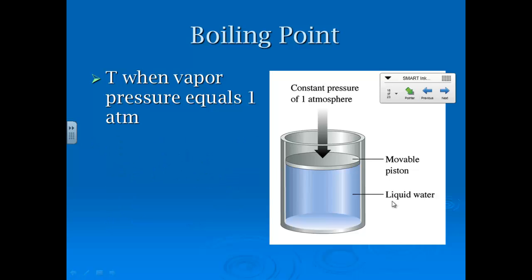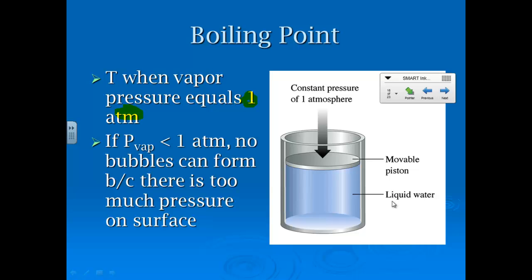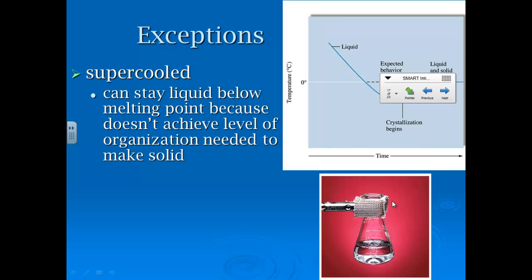Boiling point is the temperature when vapor pressure equals 1 atm. This is part of the reason why some things at higher altitudes can boil at lower temperatures, because the 1 atm is usually general sea level atmospheric pressure. So if the vapor pressure is less than 1 atm, no bubbles can form because there is too much pressure on the surface, so it won't boil, in essence.